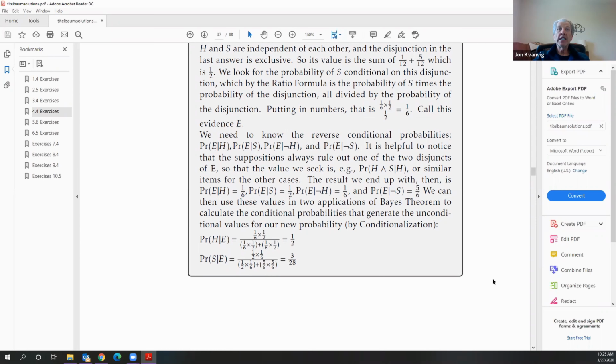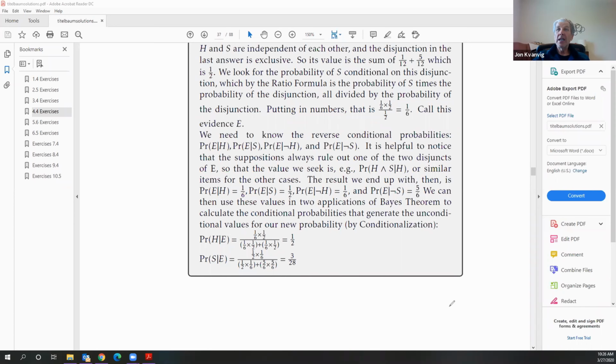What's the probability of E given H, E given S, E given not H, and E given not S? It's helpful to notice that the suppositions in question, by which I mean the thing that you're conditioning on, always rule out one of the two disjuncts of E, so that the value we seek is, for example, the probability of H and S given H, or similar items for the other cases.